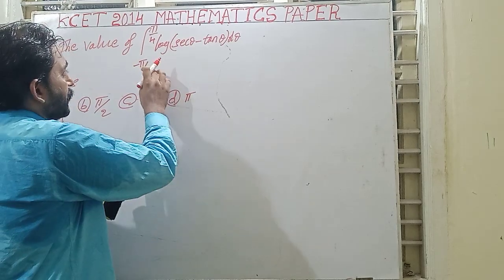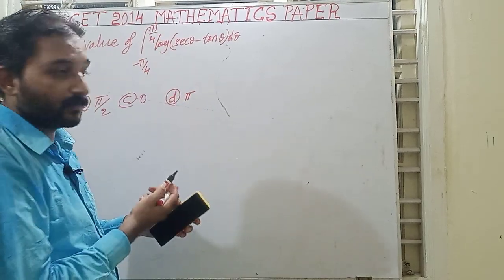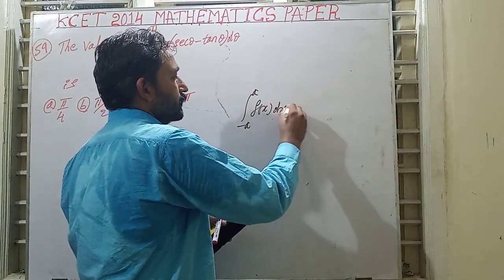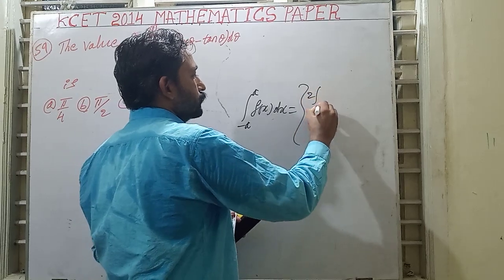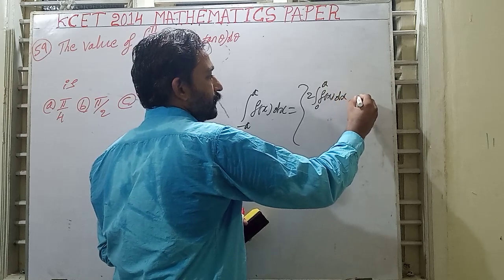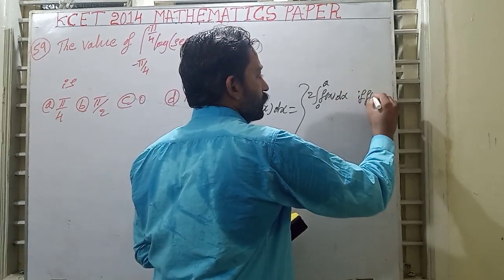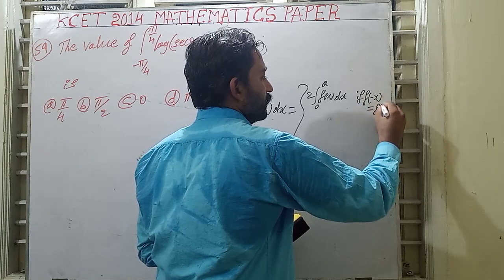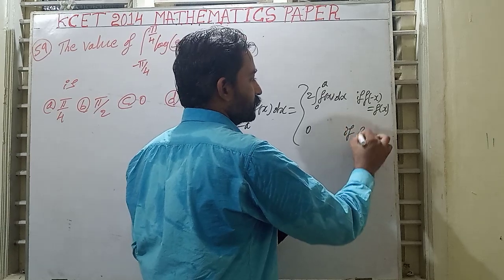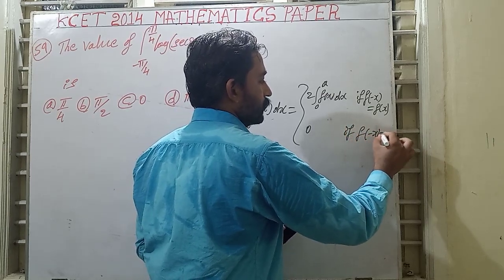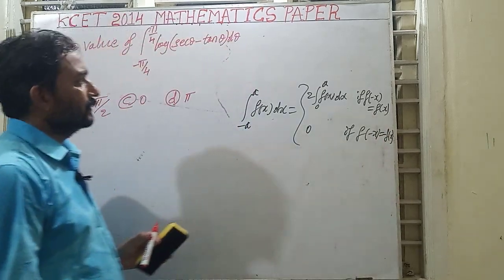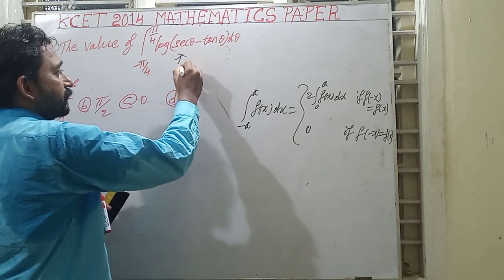This is an odd function, here minus a to a is there. We know the formula: integral from minus a to a of f of x dx is equal to 2 into integral from 0 to a of f of x with respect to x, if f of minus x is equal to f of x, an even function. If it is an odd function it becomes 0. The odd function means what? F of minus x is equal to minus f of x. So this is an odd function. Clearly it is an odd function.